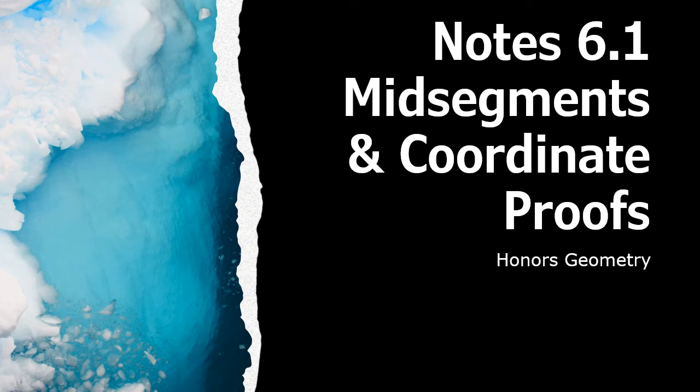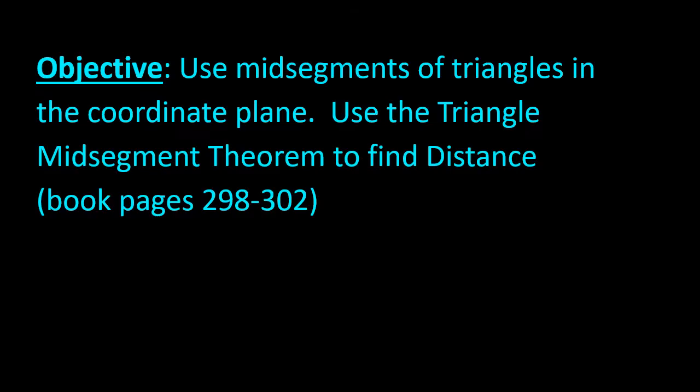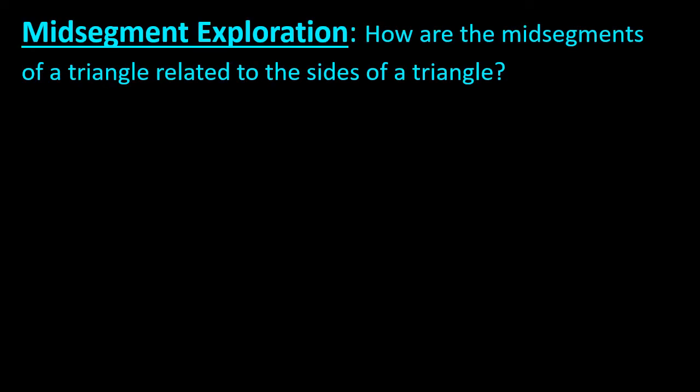Today we're going to start note 6.1, midsegments and coordinate proofs. Our objective will be to use the midsegments of triangles in the coordinate plane and to use the triangle midsegment theorem to find distance. This can be found on pages 298 through 302 in your textbook. You were supposed to do a midsegment exploration prior to watching these notes.